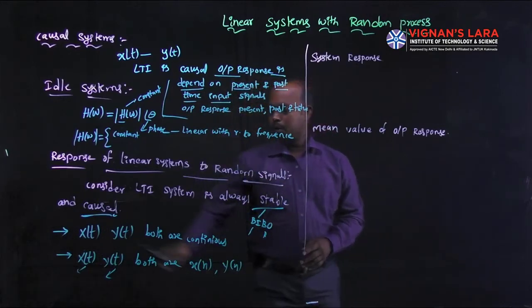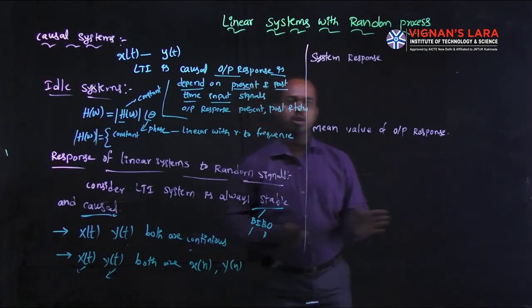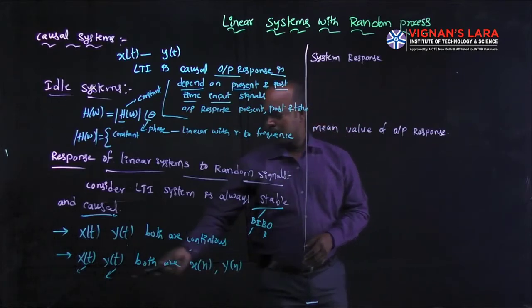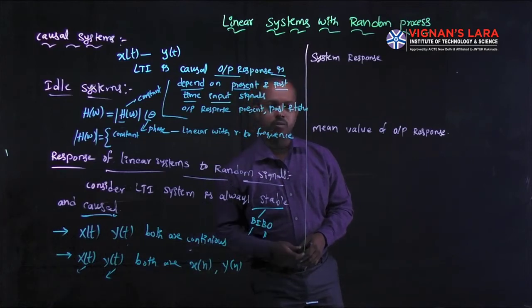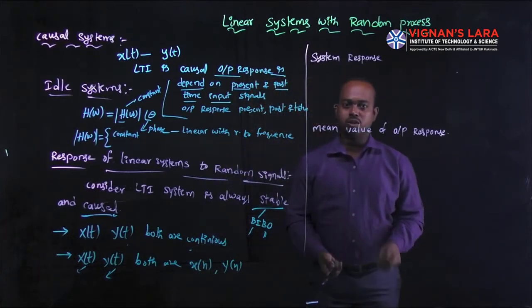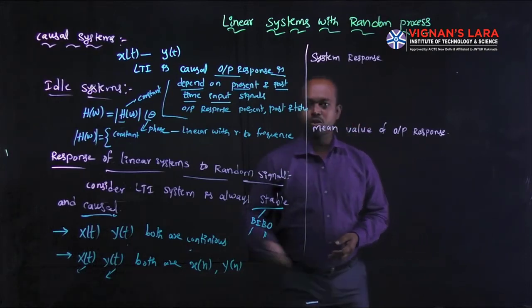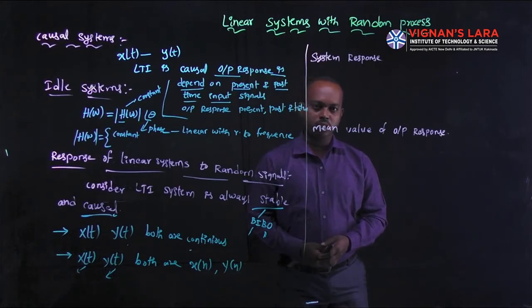Suppose the random processes x of t and y of t are both continuous. The system you can say is a continuous time system. Suppose the random processes x of t and y of t are both discrete, of discrete nature. We can say that the given system is a discrete time system. Now coming to the system response.